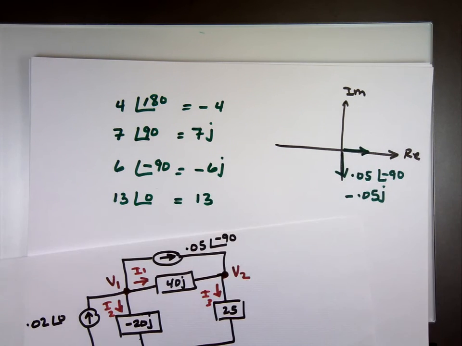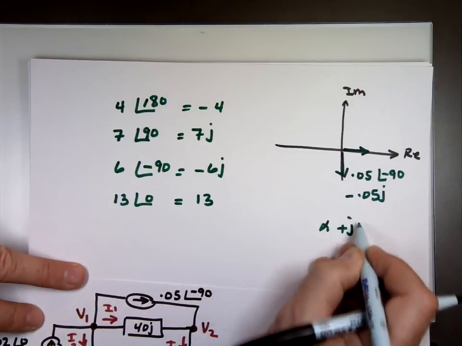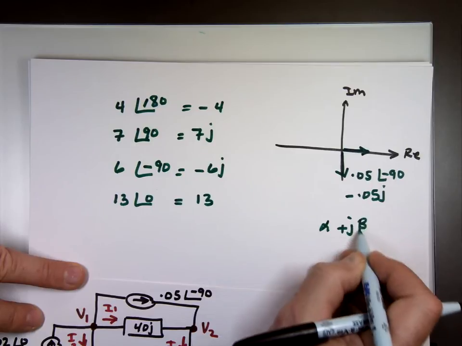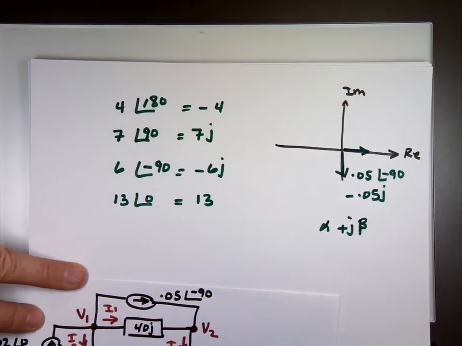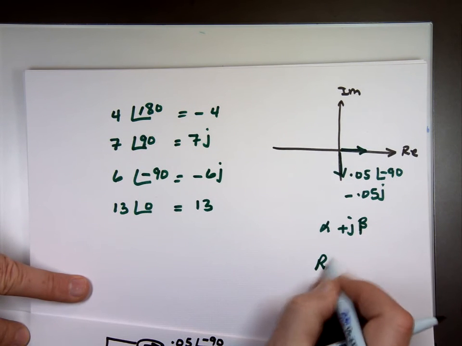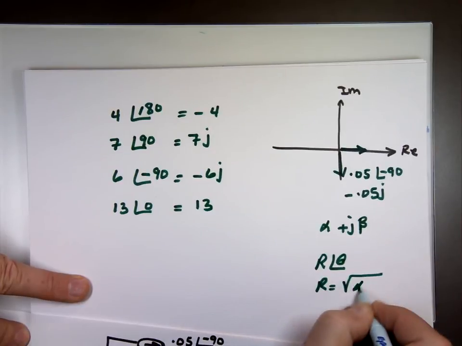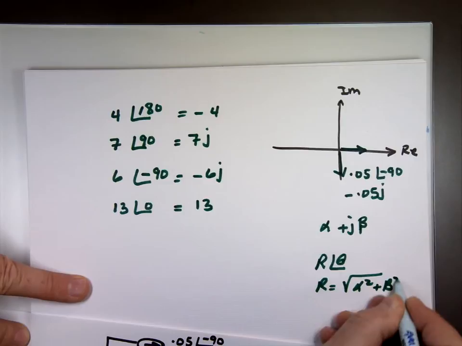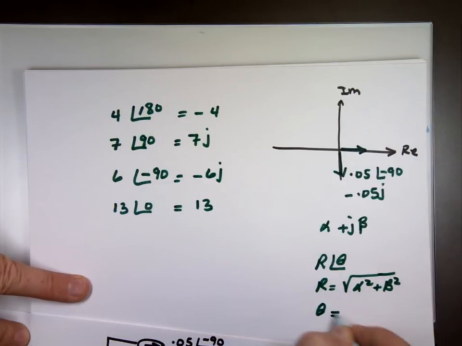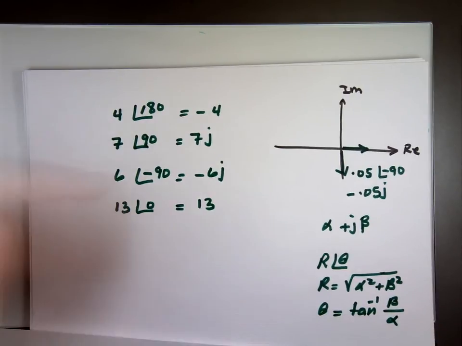There's no imaginary. Complex numbers in rectangular is alpha plus j beta when you write them in rectangular mode. When you put them in polar mode, what you're seeing here, r angle theta, r is going to be the square root of alpha squared plus beta squared, and theta is going to be the inverse tangent of beta over alpha. So I can go back and forth between them.